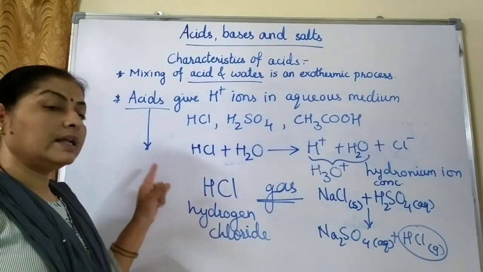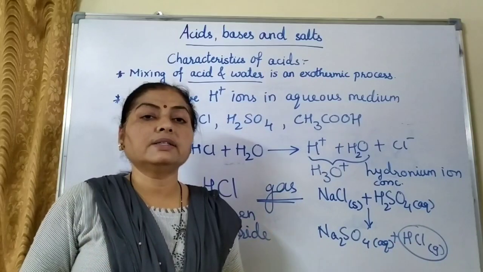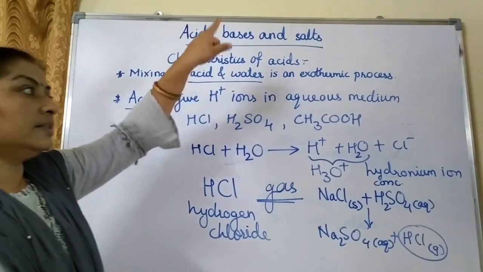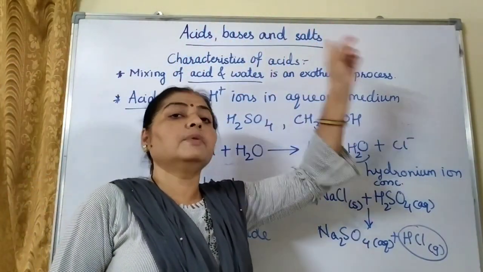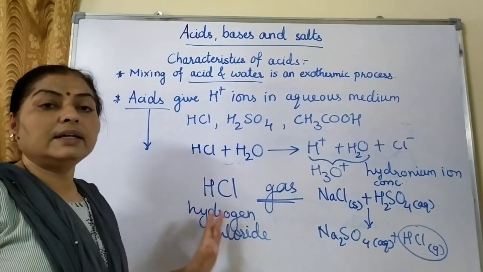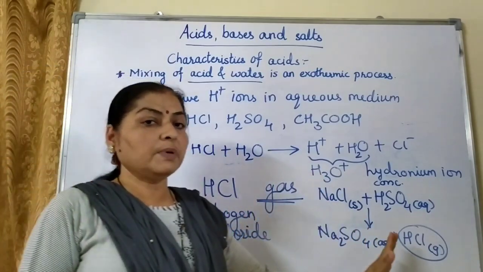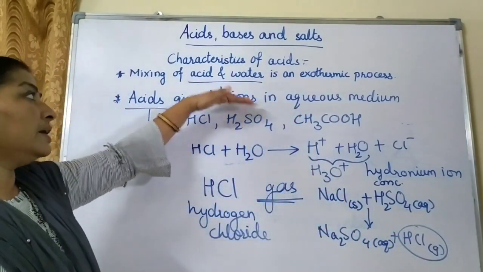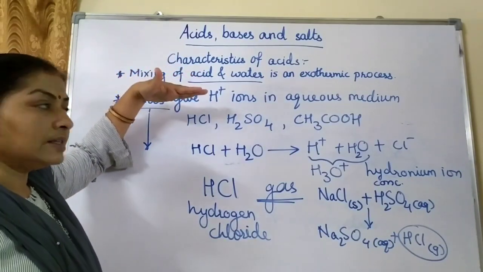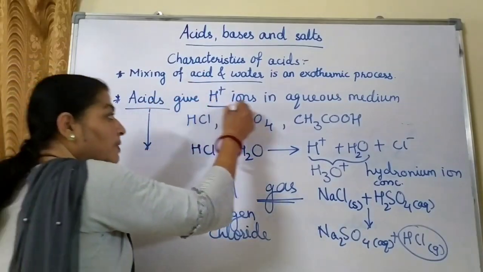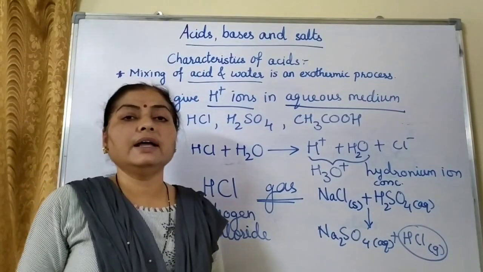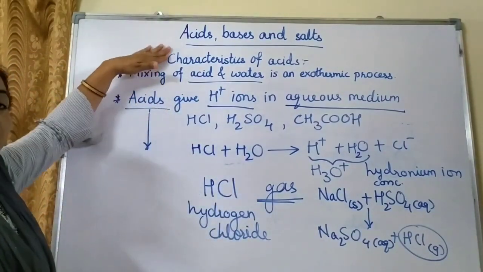Why? Because HCl gas on its own can never form H plus ions. Got it, children? So what is the requirement? H plus ions can form only in aqueous medium, that is in the presence of water. Without water, it cannot show any acidic nature. It cannot change the color of blue litmus paper to red. So that is the basic requirement for showing acidic characteristics. Acidic nature of any substance is due to H plus ions, and H plus ions are always formed in aqueous medium. In the absence of water, no H plus ions can form. So this is the second characteristic of acid.